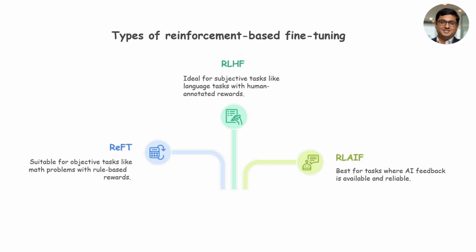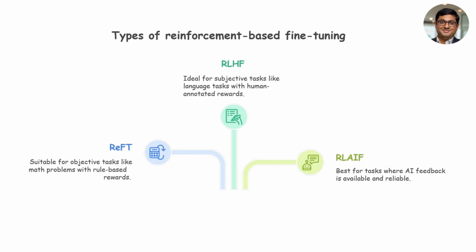There are 3 types of RL-based fine-tuning. At a high level, they differ in how the reward function is designed. ReFT, or reinforced fine-tuning, uses a rule-based reward model rather than a learned one. It is most suitable for objective tasks, such as math problems, where rewards can be determined by clear, rule-based criteria.